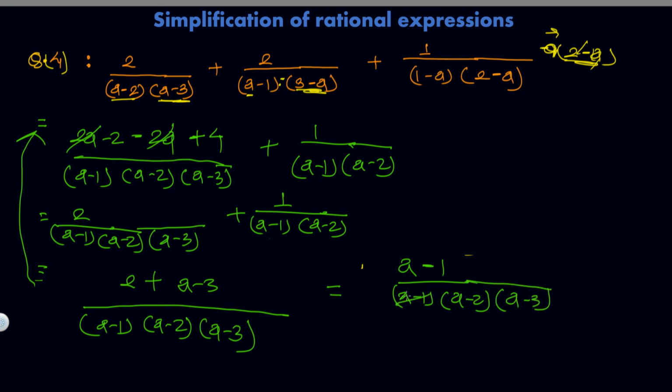So a minus 1 and a minus 1 are gone, so it would give me 1 over a minus 2, a minus 3. This is how you simplify the rational expression. I hope this video works for you.